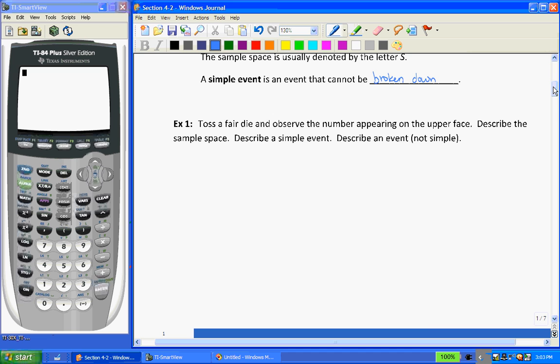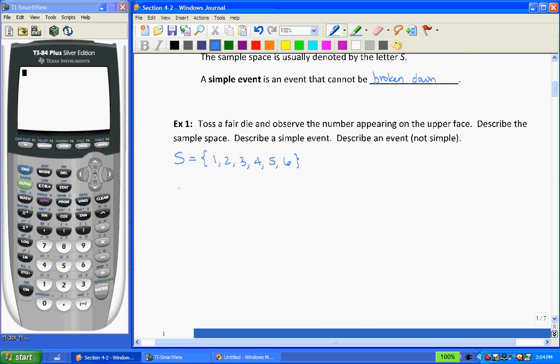Start with something we're usually familiar with. Toss a fair die and observe the number appearing on the upper face. Describe the sample space. Describe a simple event. Describe an event that's not simple. So a fair die has the numbers 1 through 6, or they might have the dots representing 1 through 6. So our sample space S is, and we do want to use braces to define a set, {1, 2, 3, 4, 5, 6}. So remember, the sample space is everything that could happen.